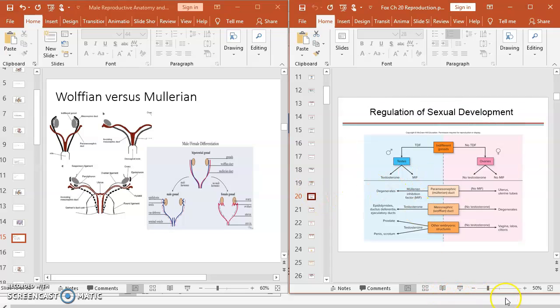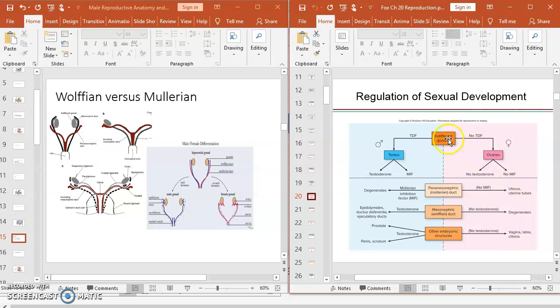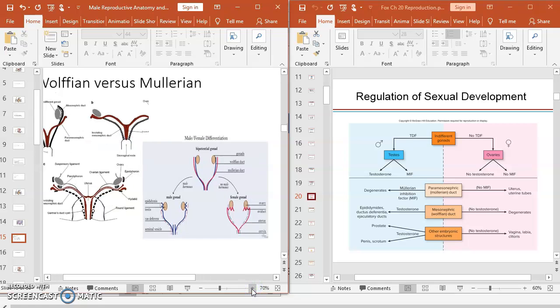So here's what we're looking at. Okay, in different gonads, this is early. If you have testes determining factor coming off the SRY gene, then you get the testes, you get testosterone produced by the interstitial cells, and the MIF produced by the Sertoli cells. If there's none, then you'll develop towards the ovarian line. Now, if you're going to be male, then the Müllerian system, which is the paramesonephric system, will regress.